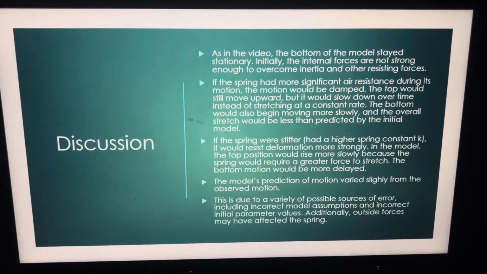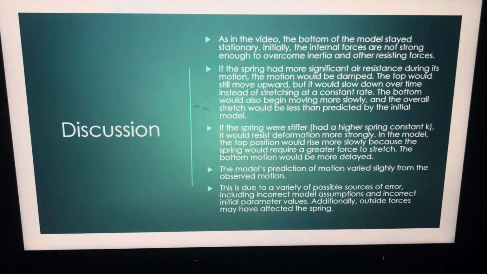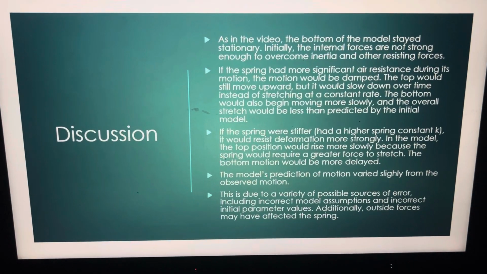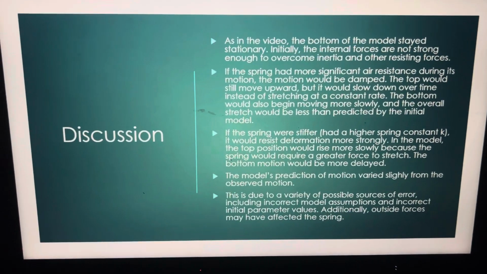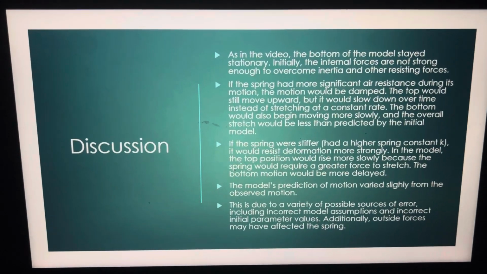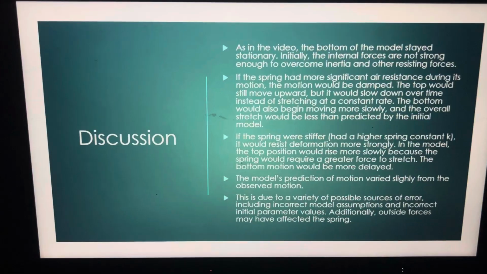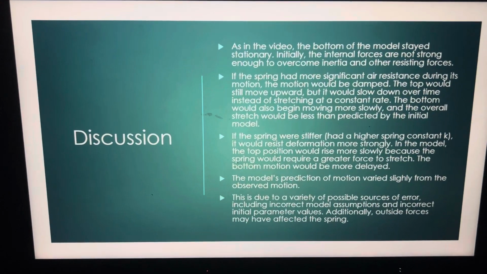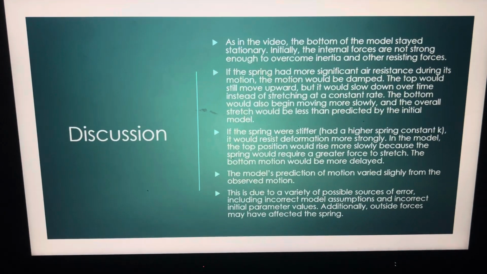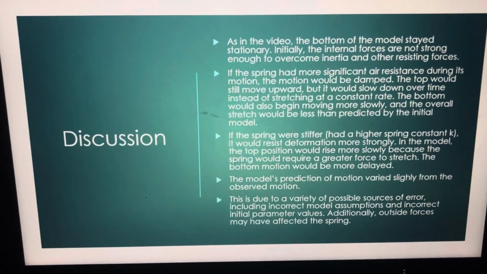If the spring were stiffer, having a higher spring constant, it would resist deformation more strongly. In the model, the top position would rise more slowly because the spring would require a greater force to stretch, and the bottom motion would be more delayed. The model's prediction of motion varies slightly from the observed motion. This is due to a variety of sources of error, including incorrect model assumptions and incorrect initial parameter values. Additionally, outside forces that were not accounted for could have affected the spring.